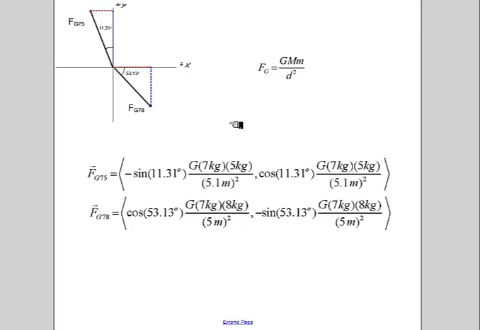And then we do the same thing for the other force vector that points down and to the right. Its x component is adjacent to the angle, and its y component is opposite. Go ahead and feel free to pause there and make sure you see where all these numbers are coming from and how they come into play.